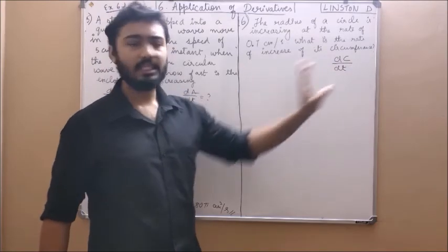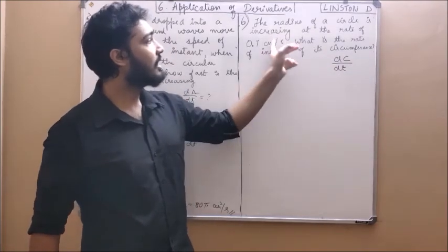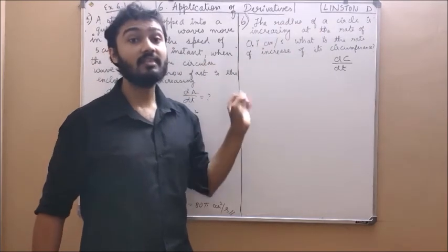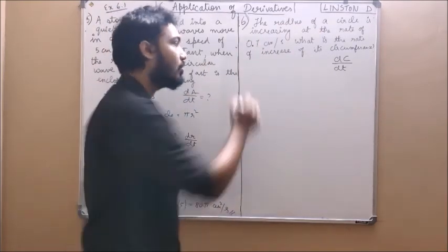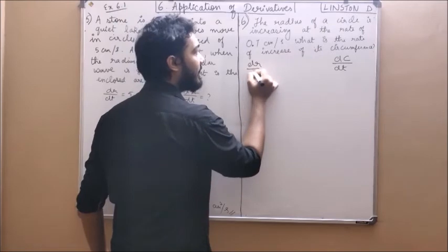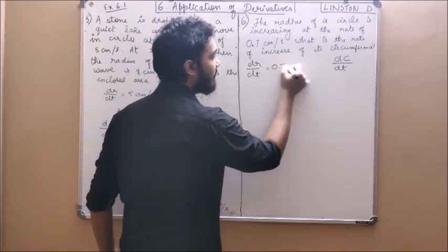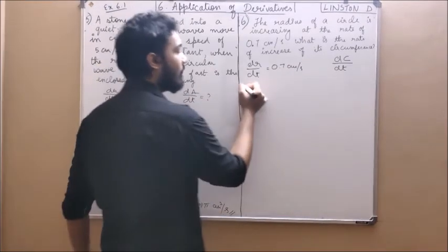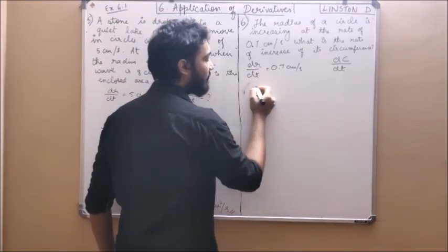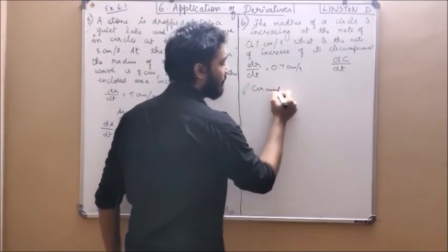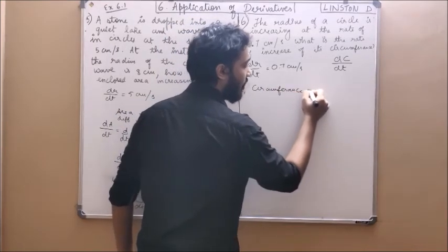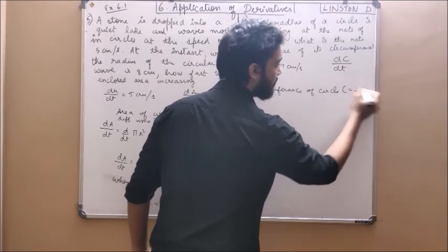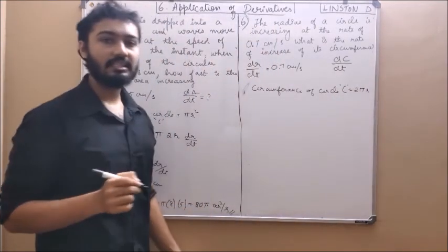So now we have to find dC by dt. What is given? The radius of the circle is increasing at the rate of 0.7, so dr by dt equals 0.7 centimeter per second. So this much is given. Now, what is the circumference of the circle C? Circumference of the circle C is 2 pi r.